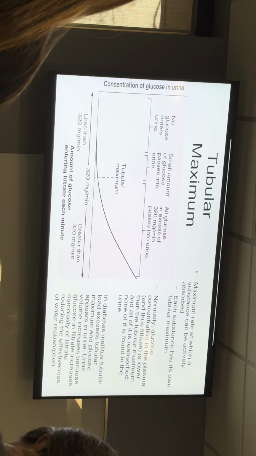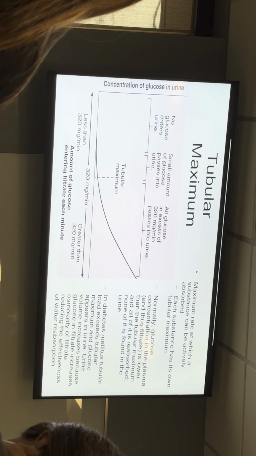There is only going to be a certain number of receptors that can reabsorb certain things, like sodium, or an amino acid, or glucose. You even have microvilli on your proximal convoluted tubule cells. There's a lot of surface area, a lot of these receptors. However, sometimes there's just not enough.